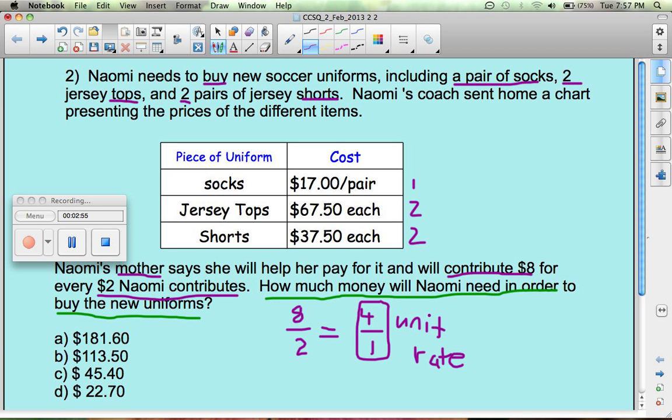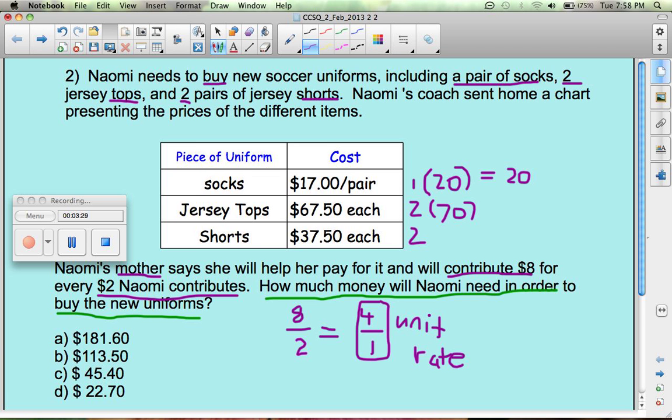So let's just go ahead and estimate how much this would all cost and see if we can rule out any of those answers over there. Maybe you have a hunch right now which ones are unreasonable. Socks are about $20 each, $17 a pair. Boy, that's a lot of money for a pair of socks, but it's a uniform, so I guess you have to do it. $20 for 1 pair of socks. The tops are about $70 each. We're just estimating now. That's always where you want to start, especially on a multiple choice test.